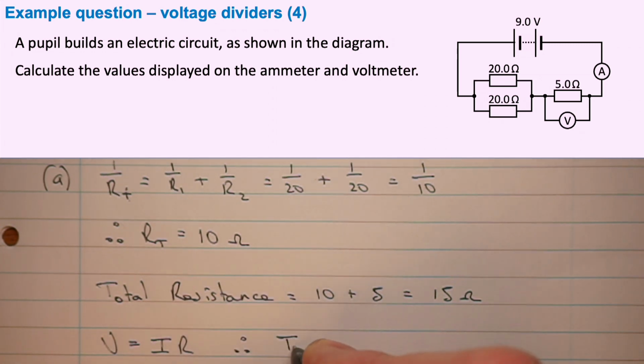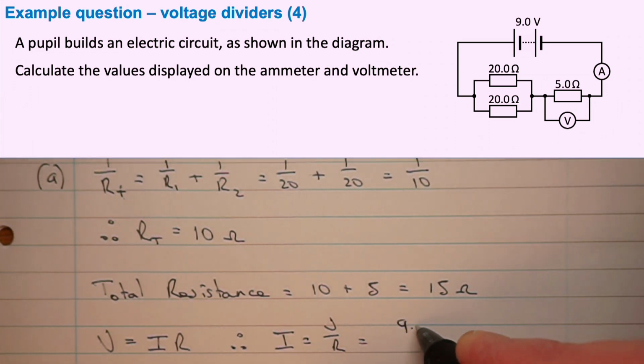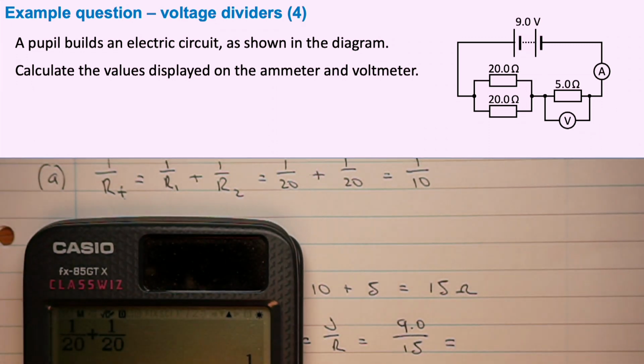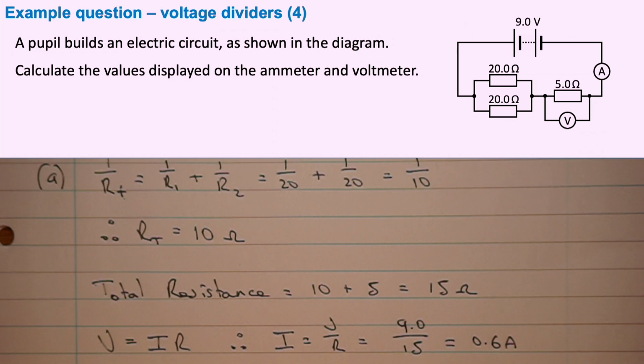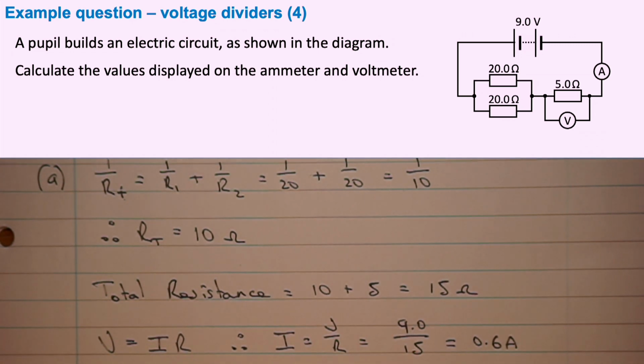So I is V over R, which is the supply voltage we said was 9.0 divided by the resistance of 15. So 9 over 15. What is 9 over 15? Type it into the calculator. It simplified it to 3 over 5. Press the SD button again, and it gives me 0.6 amps. So far we know that that ammeter is going to display 0.6 amps. Of course, it's the same current all the way around the circuit if we just have resistors in series.